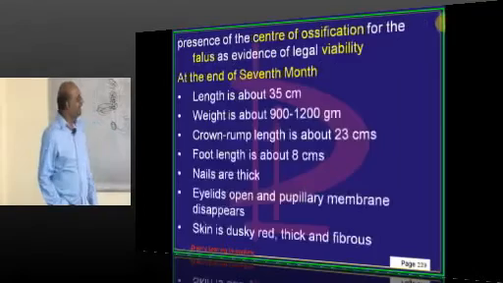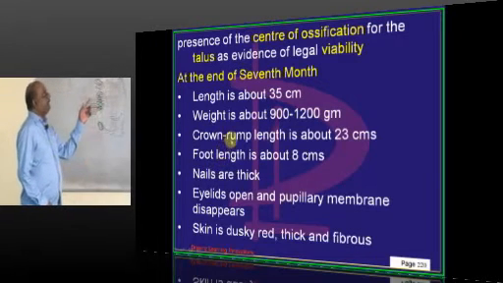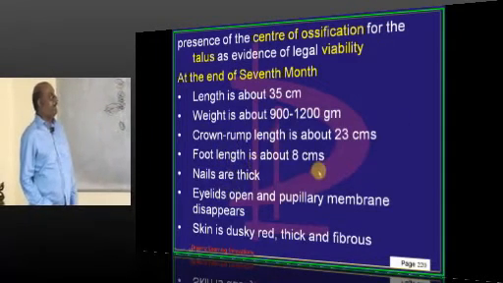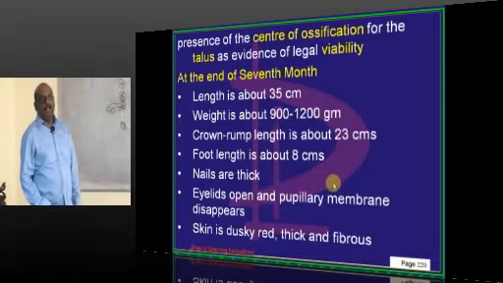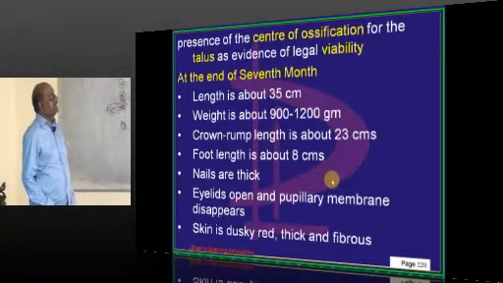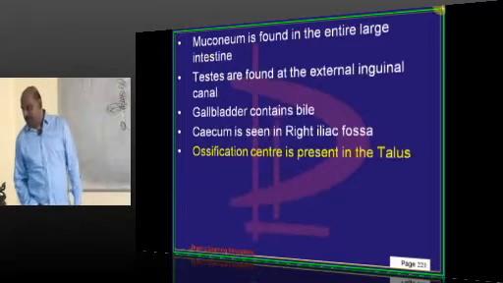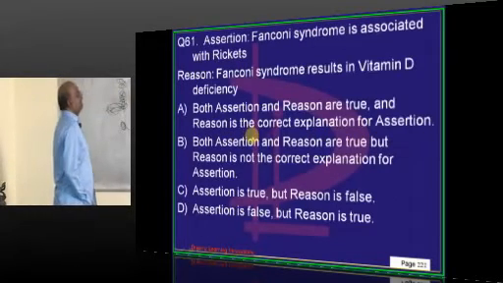That is important. Okay? So, at the end of the 7th month, the talus will appear, and the appearance of the talus center of ossification is the evidence of legal viability, is what you have to basically remember.